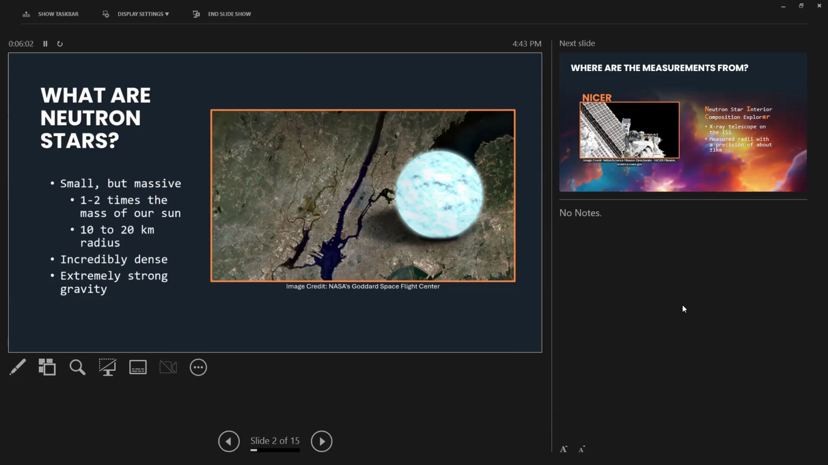So neutron stars come from supernovae, one of the outcomes. They're 1 to 2 times the mass of our sun. They've got a pretty small radius compared to other stars. They're dense, with strong gravity, and that's like the most compressed matter can be without being a black hole.